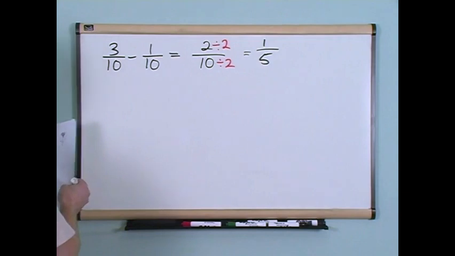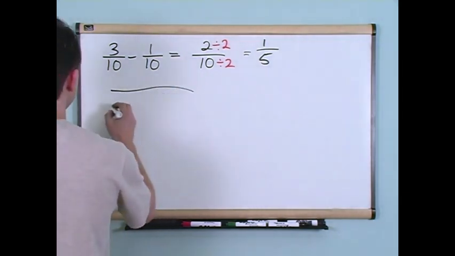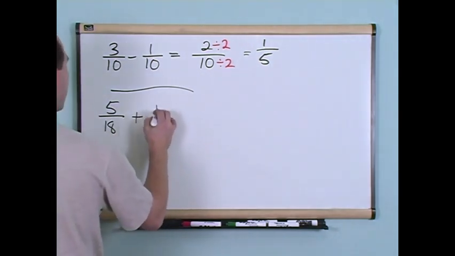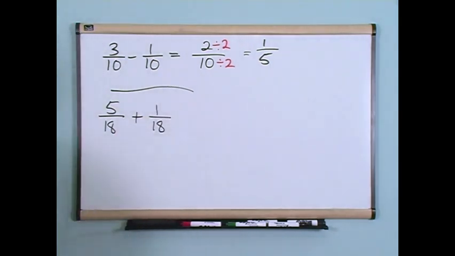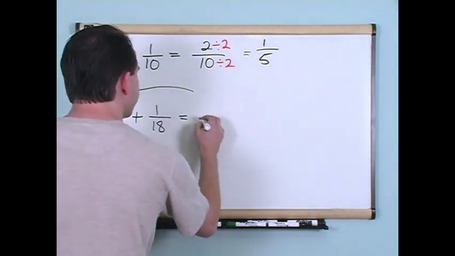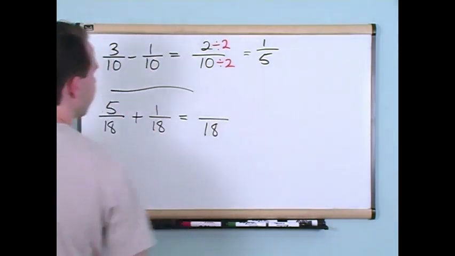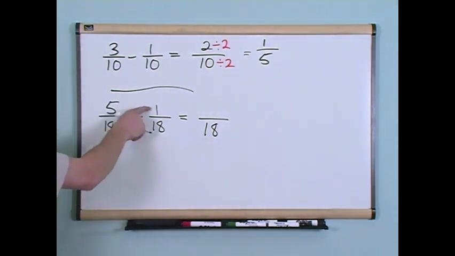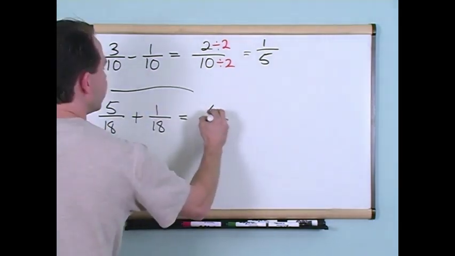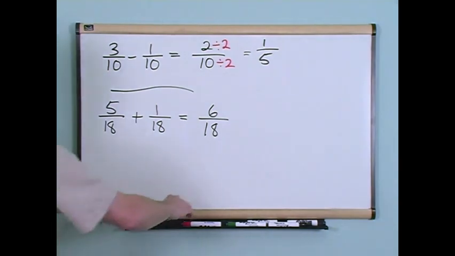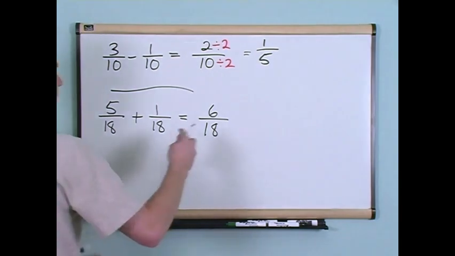And the last problem in this section is going to be 5/18 plus 1/18. Okay? First thing, you just look and see, is the bottom number the same? Yes, it is. So keep it. Don't do anything. And the top number, you just add together. 5 plus 1 gives you 6. And then just like always, we want to see if we can simplify this anymore, and I think we can.